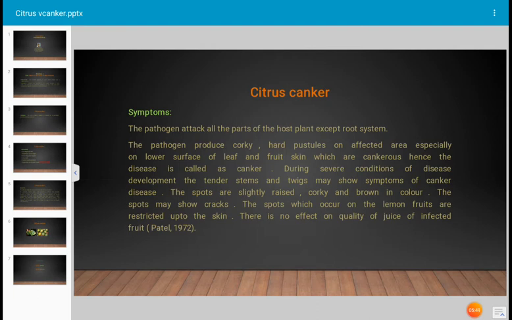The spots which occur on the lemon fruits are restricted to the skin only. They do not affect the quality of the juice of the fruit. But in the market, such fruits are of low quality. These are difficult to sell in the market. Okay, next.